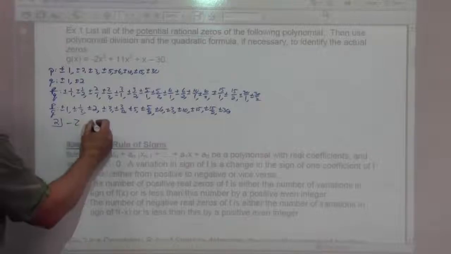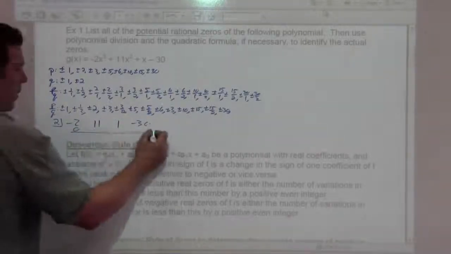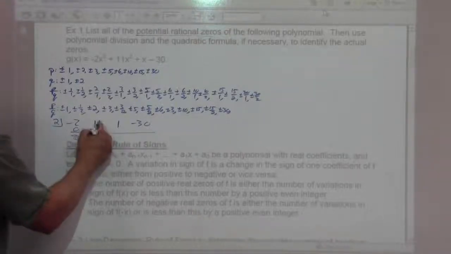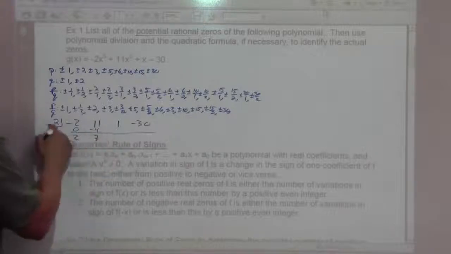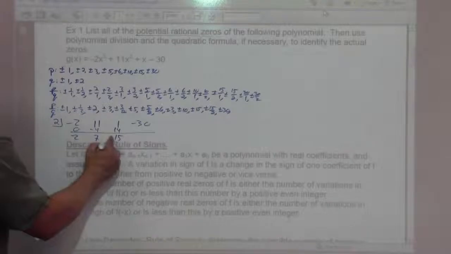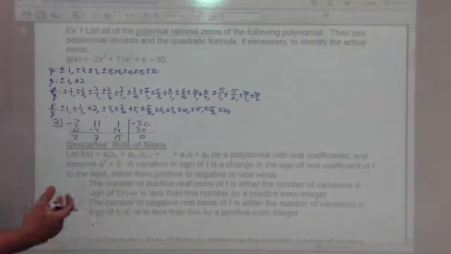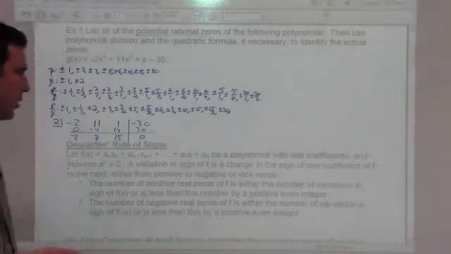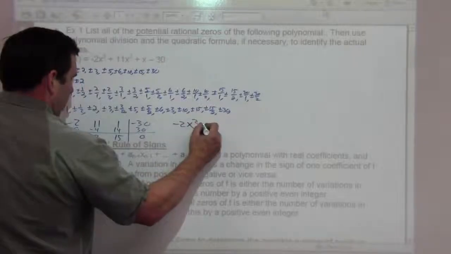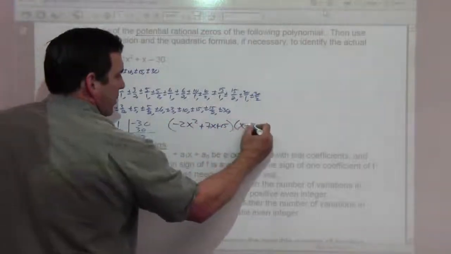We have negative 2, 11, 1, and negative 30. That's going to be negative 2. 2 times negative 2 is negative 4. 11 and negative 4 is 7. 2 times 7 is 14. 1 and 14 is 15. 2 times 15 is 30. Negative 30 and 30 is 0. So I do recommend starting towards the middle part. You could have tried 1, could have tried 2. What this leaves us with is negative 2x squared plus 7x plus 15 times x minus 2.